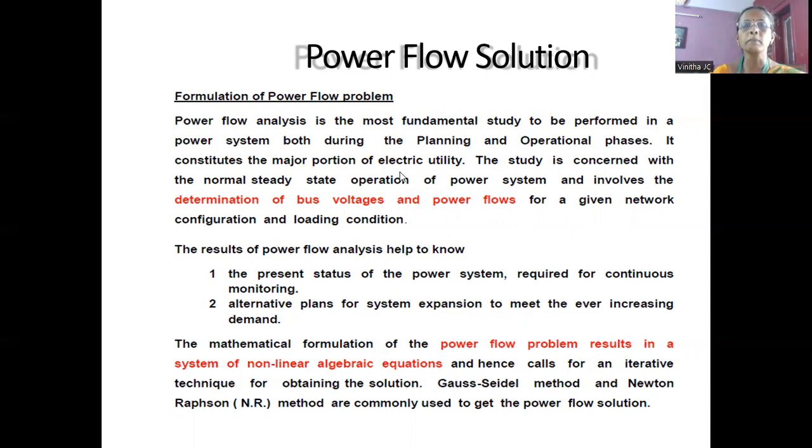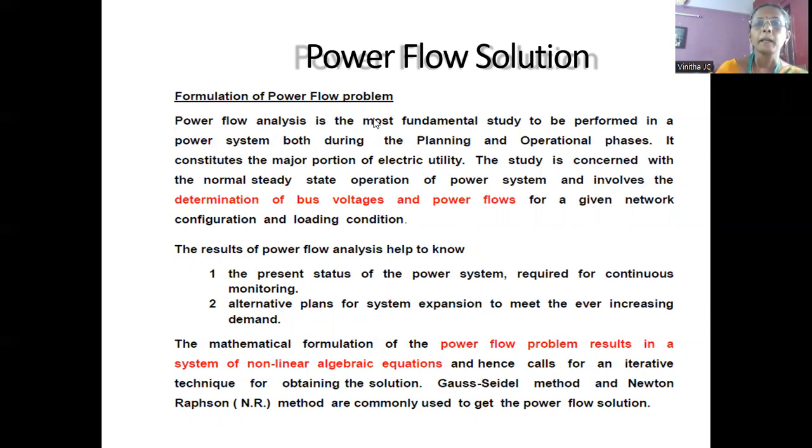So what is meant by balanced condition? During operation of the system, the voltage between all three phases should remain the same, the frequency must be maintained constant, and the phase angle between all three phases must remain the same. These are the conditions to operate the system in a balanced state.